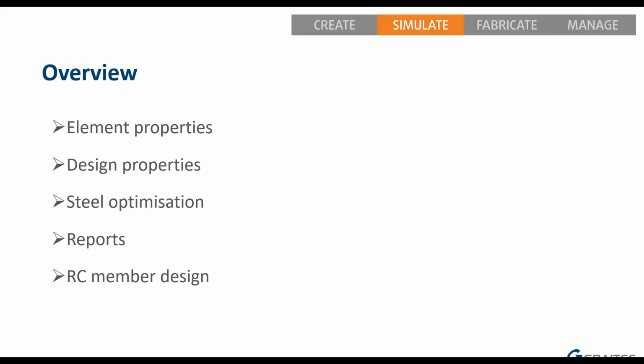Once we've analyzed the structure, we need to be able to optimize the steel sections that we've used in that model. We want to make sure that we're using the most efficient design possible. So as part of the steel optimization, again, we want to be able to make use of those templates. That then leads us on to reports. Again, generating reports can take quite a long time for some structural engineers.